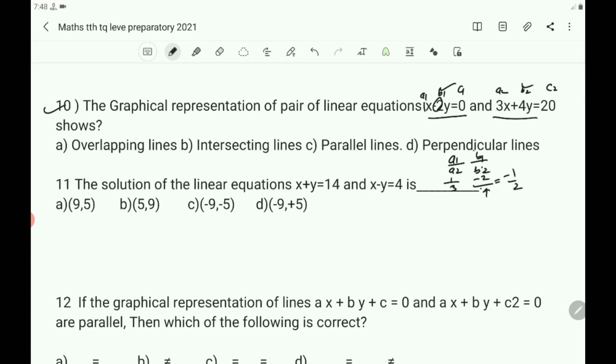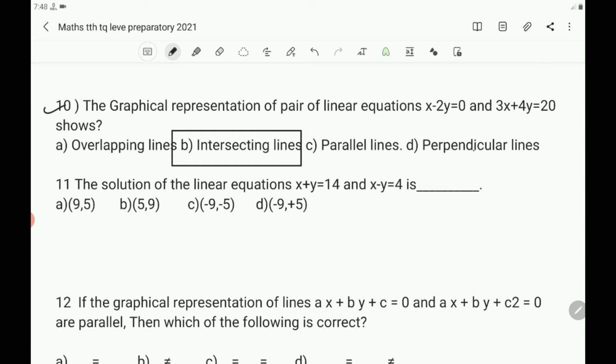So you know that these two are not equal. 1 by 3 is not equal to minus 2 by 4. So you can conclude that a1 by a2 is not equal to b1 by b2. If a1 by a2 is not equal to b1 by b2, then they are intersecting lines. The graphical representation of the pair of linear equations x minus 2y equals 0 and 3x plus 4y equals 20 are intersecting lines, as a1 by a2 is not equal to b1 by b2.